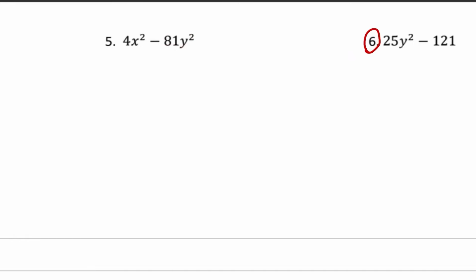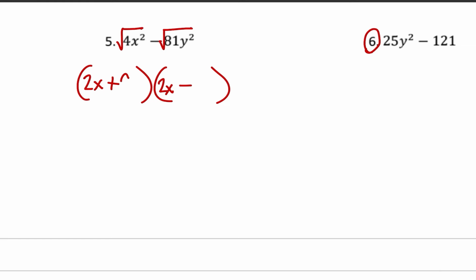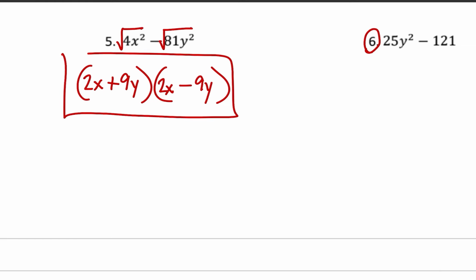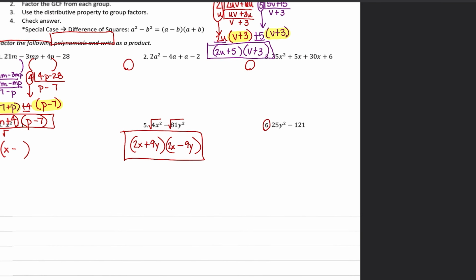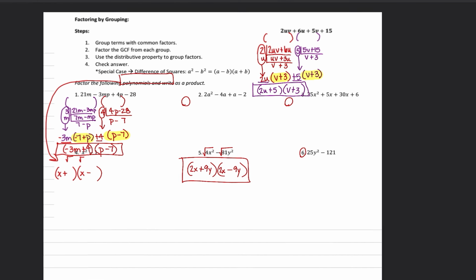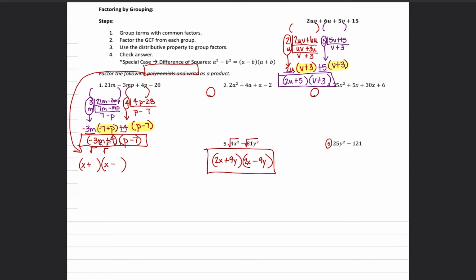So since this is a difference of squares as well, I'm going to have a plus and a minus, and then I'm going to take the square root of the first term and the square root of the second term. So like we just said, the square root of the first term is 2x, and the square root of the second term is 9y. Okay, so go ahead and try out 2, 3, and 4, and make sure you finish the formative.